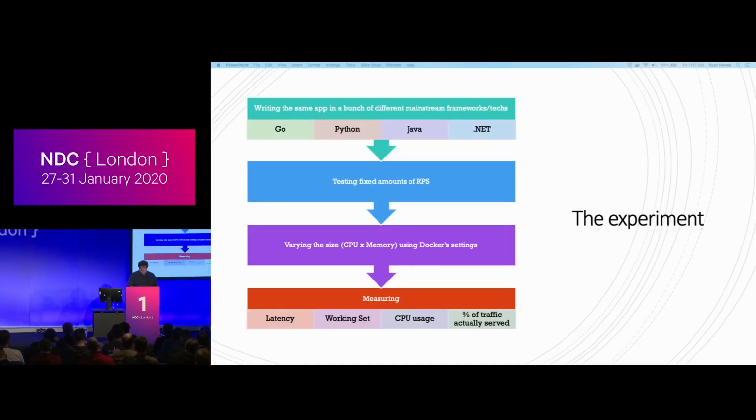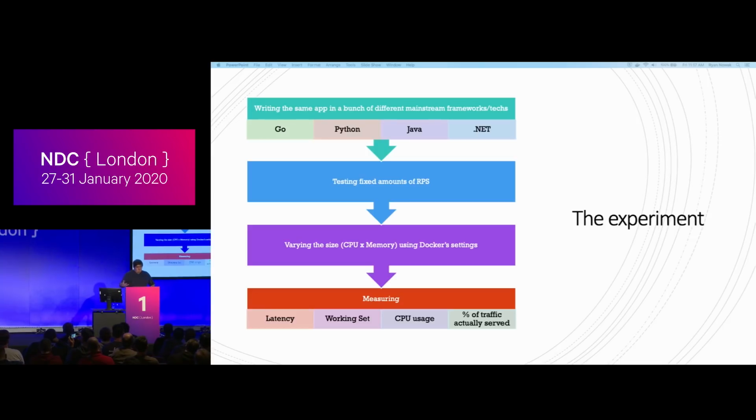The experiment that I did is I wrote the same app in a bunch of different tech stacks. So Go, Python, Java, .NET, the kinds of things that people think about writing cloud and microservices types of applications. And I measured those with fixed amounts of requests per second. And I varied the amount of CPU and memory allocated to them using Docker.